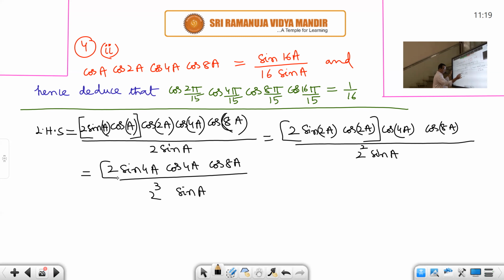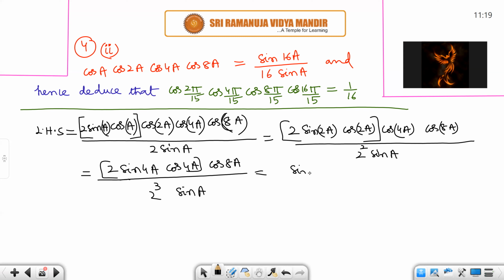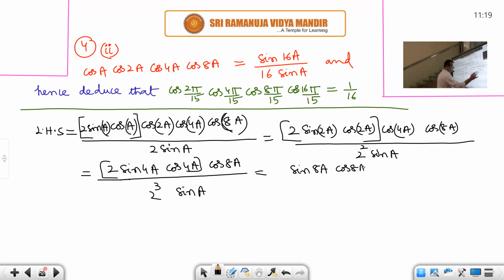And we have to put a bracket here. What is that bracket equal to, Prabhas? Sin 8A, sir. Sin 8A immediately followed by its closest friend, cos 8A. Bosom friends. Sin 8A followed by cos 8A divided by 2 cube sin A.